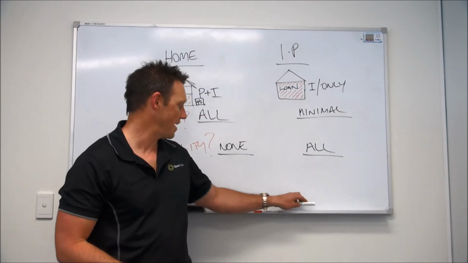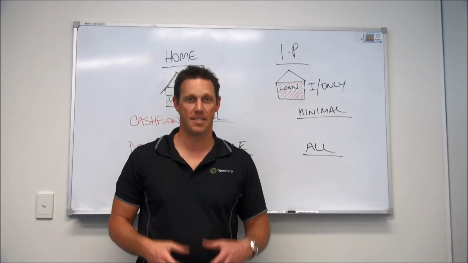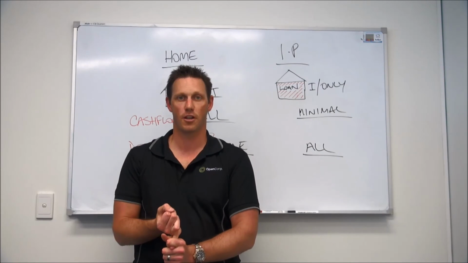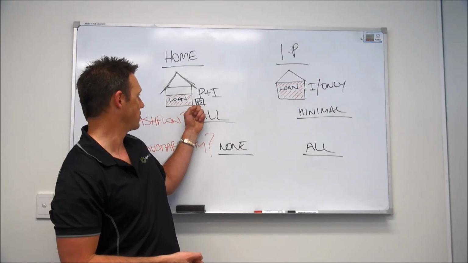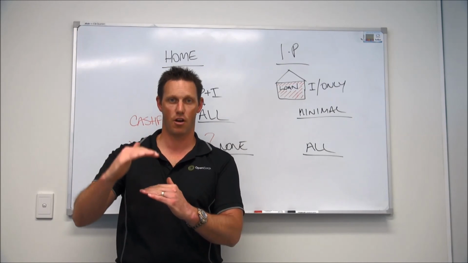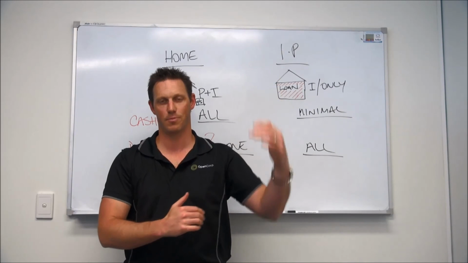So I hope that clarifies things, guys. The actual loan products themselves, very, very similar. If it suits your circumstances, get an offset account linked to your principal place of residence only. Keep your owner-occupied debt low and your investment debt high.